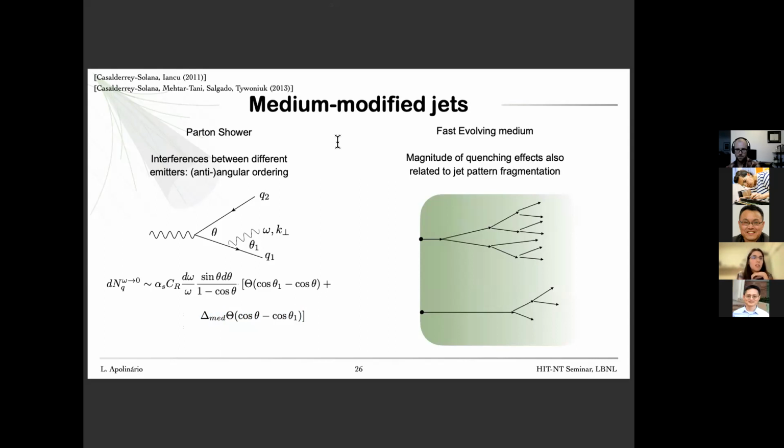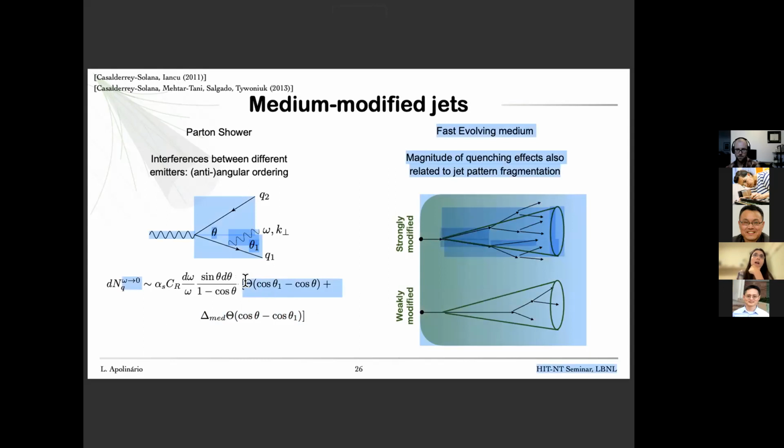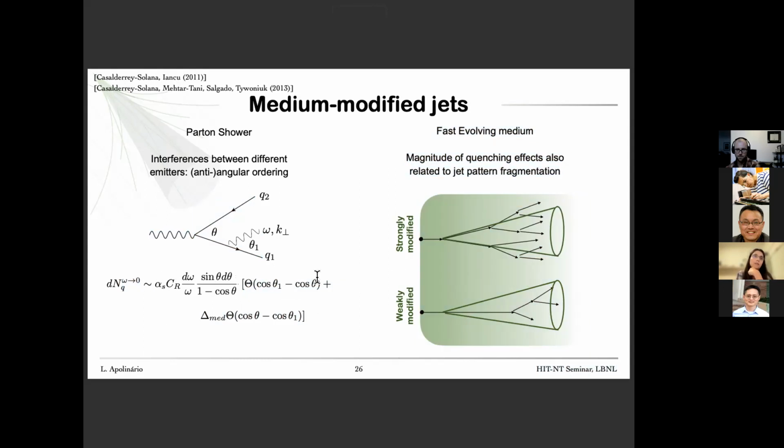So this is again the jet selection bias that I was mentioning. If I have a jet that starts to spread and has a large opening angle in the beginning, my jet at the end will be strongly modified with respect to the proton-proton reference. While if I have a jet that is very thin, very collinear, it will not be modified by the medium. So this term here will be almost negligible, and the hard structure of the parton shower will basically follow vacuum-like behavior, and in the end I will have a weakly modified jet.